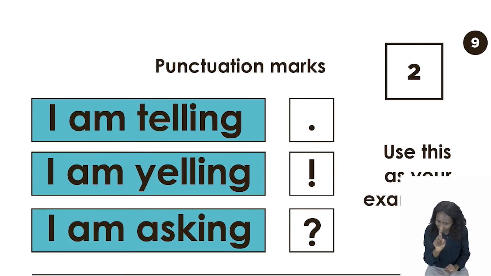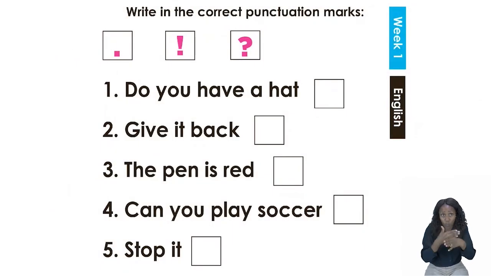Now let's go down to our exercise. You are going to use these 3, question mark or full stop or exclamation mark, to fill in and complete the sentences. I am not going to read for you and I'm not going to help you because I think you are clever boys and girls. And when you are done, check your work by reading the sentence you have made using the punctuation mark.